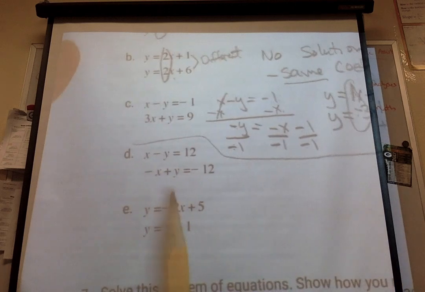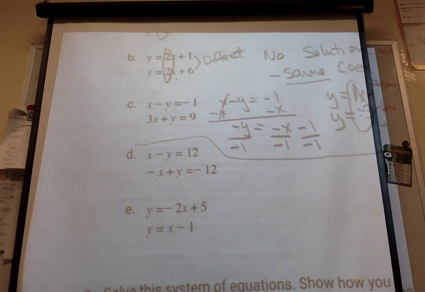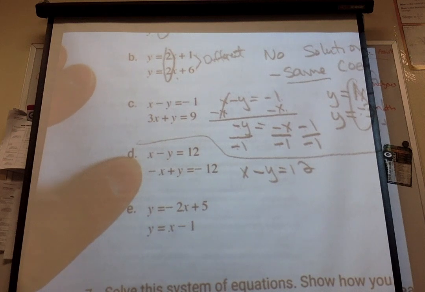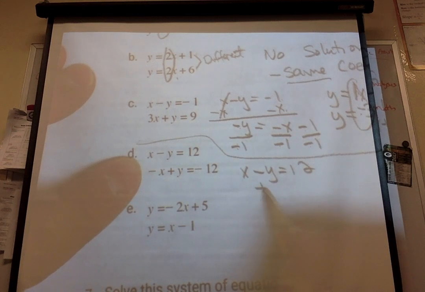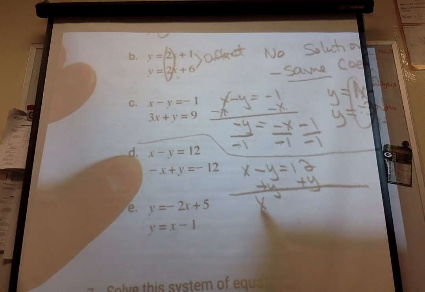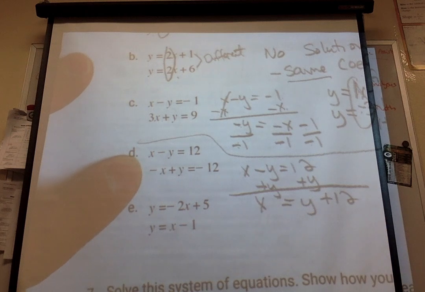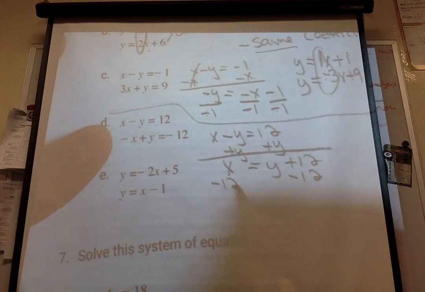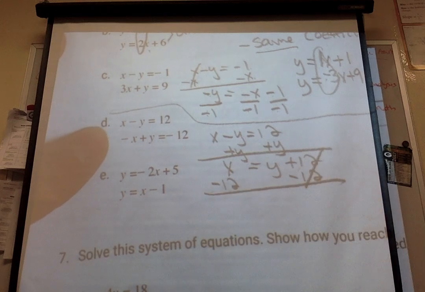Once again, these aren't in slope-intercept form, so I'm going to do that. So I want to put x minus y equals 12 in slope-intercept form. And this time I'm going to move my y. Plus y. So we have x equals y plus 12. Now subtract 12. 12's gone on the right.